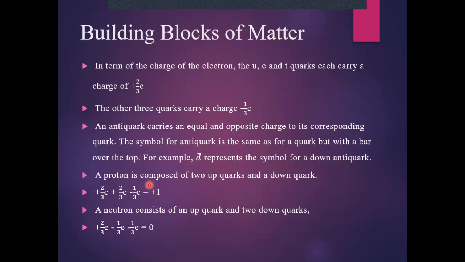As we discussed previously, the baryons are composed of three quarks or antiquarks. So in the case of the proton, the proton is composed of two up quarks and one down quark.